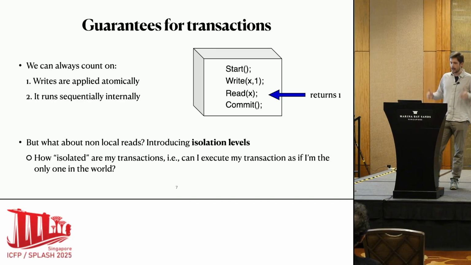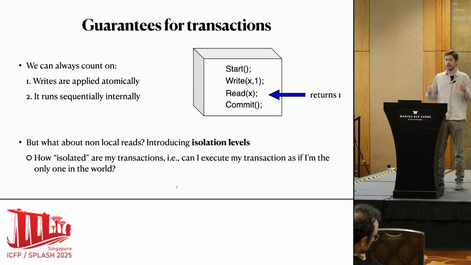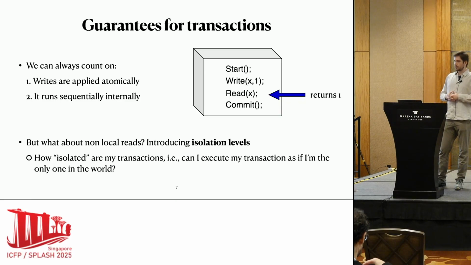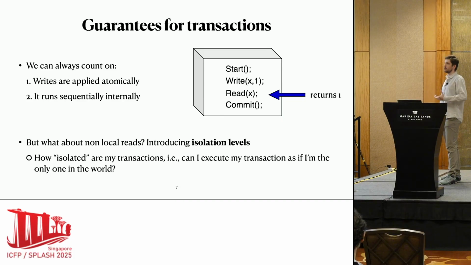The thing that I haven't told you about yet is what about all these non-local reads? What about the reads that you're doing from all the other potentially concurrent transactions? What are you actually allowed to see? To talk about these, we have a bunch of isolation levels. They state how isolated your transaction is from all of the other transactions. What can you actually see? We can use these isolation levels to answer questions such as, can I execute my transaction as if I'm the only one in the world using this database?